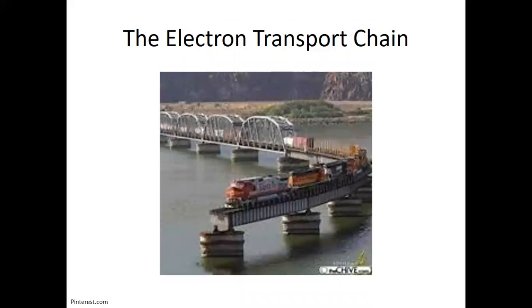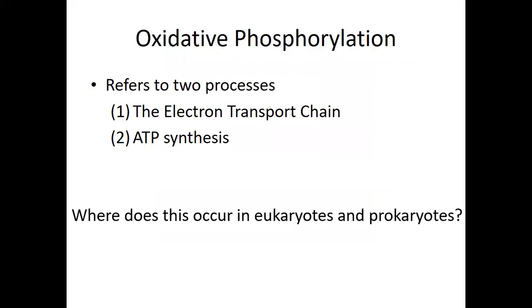All right, the electron transport chain. This is what happens when you take away oxygen, for us. Oxidative phosphorylation is referring to two processes: the electron transport chain and ATP synthesis. And these are linked together.